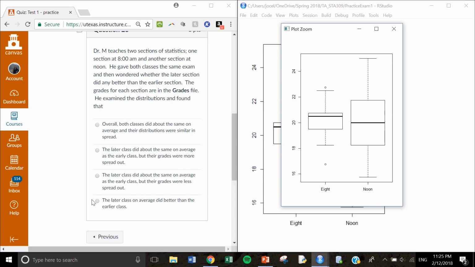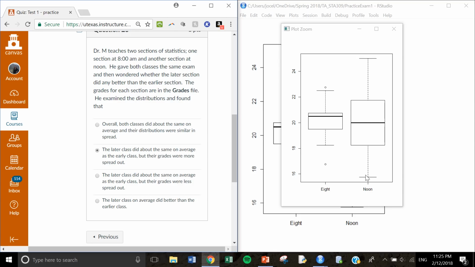So I'm going to cross out this one. The later class on average did not do better. It actually did slightly worse. Okay, so let's see, were they similar in spread? Was one more spread out? Look at this box: both the IQR is bigger and the entire range of the data is bigger. So the noon class data was more spread out. So the later class did about the same on average as the early class, but their grades were more spread out because the box plot is more spread out.